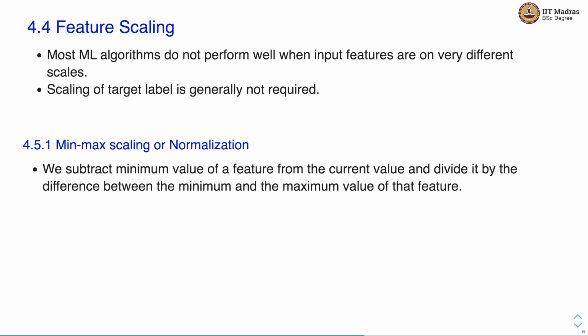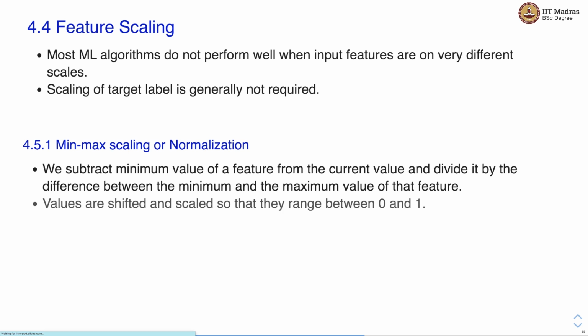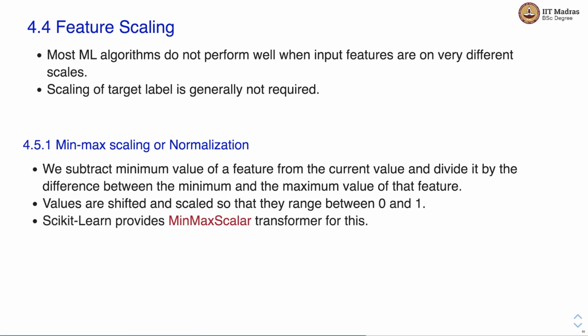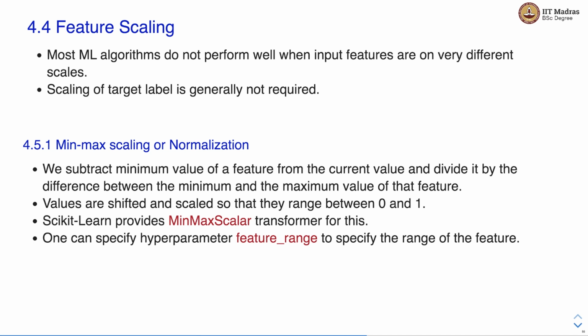The first one is min-max scaling or normalization. In min-max scaling, we subtract the minimum value of the feature from the current value and then divide it by the difference between the minimum and maximum value of that feature. The values are shifted and scaled so that they range between 0 and 1. sklearn provides the MinMaxScaler transformer for this. One can specify the hyperparameter feature_range to specify the range of the feature.